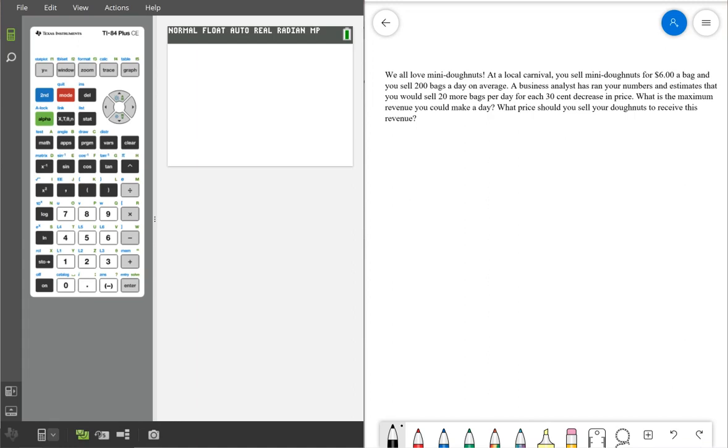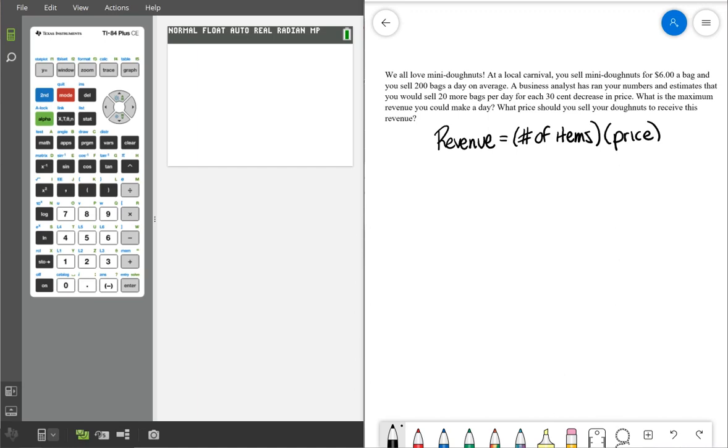What is the maximum revenue you could make a day, and what price should you sell your donuts at to receive this revenue? Where we want to start with this problem is the basic ideas of what revenue is and how we build this. When you're looking at building a revenue in a business, there's 2 things that are important. You have a product, and you're going to sell a certain number of products, and you're going to sell it for a particular price. So we're going to have a number of items, and in this case, the items that we're selling are mini donuts. You're going to sell a certain number of bags of mini donuts and you're going to sell them for a particular price. When you multiply those 2 things together, you get your revenue.